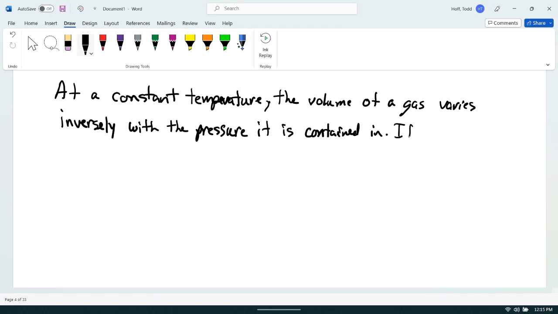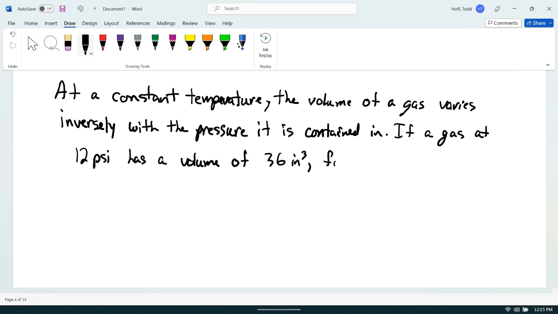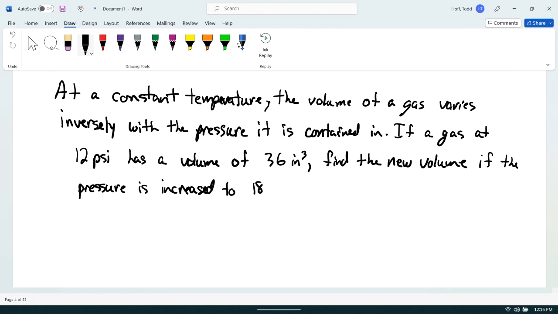If a gas at 12 psi has a volume of 36 cubic inches, find the new volume if the pressure is increased to 18 psi.